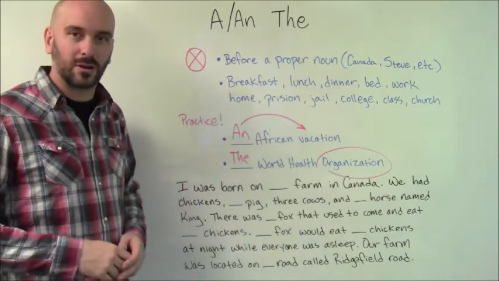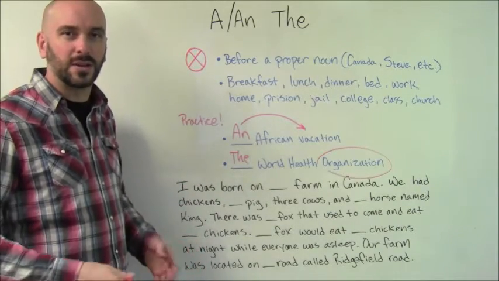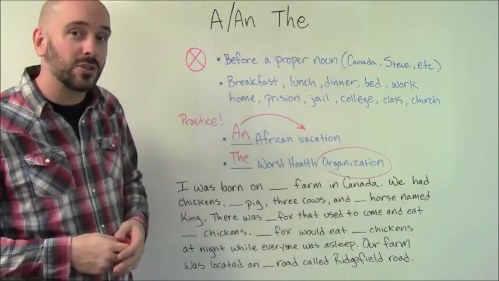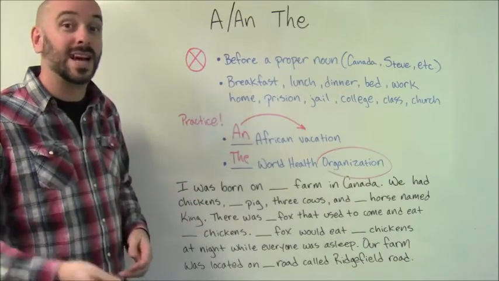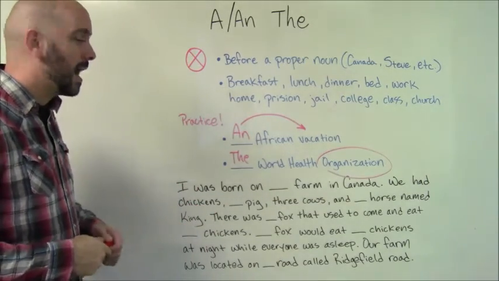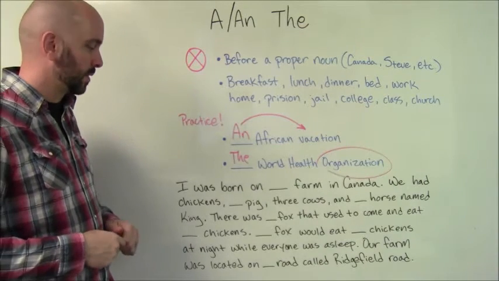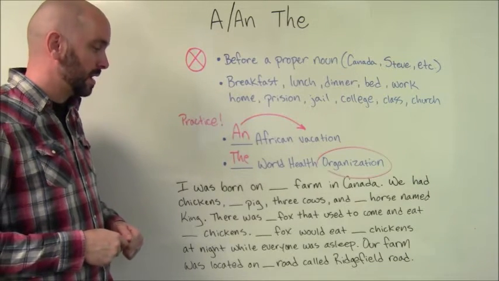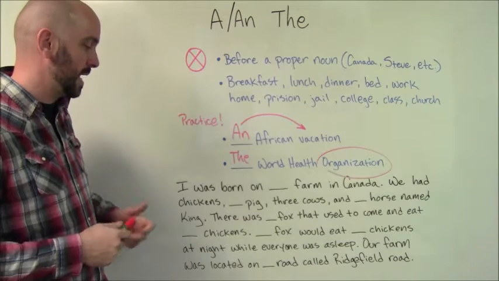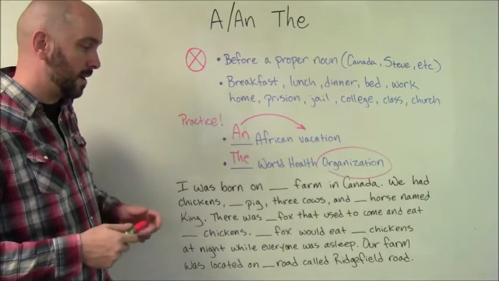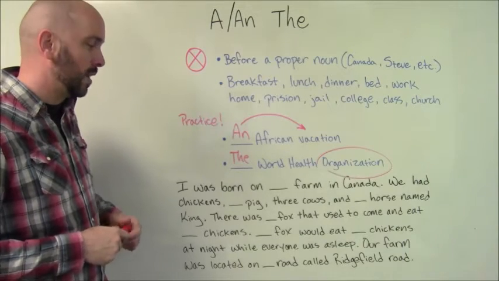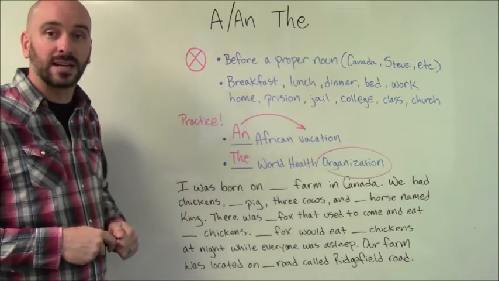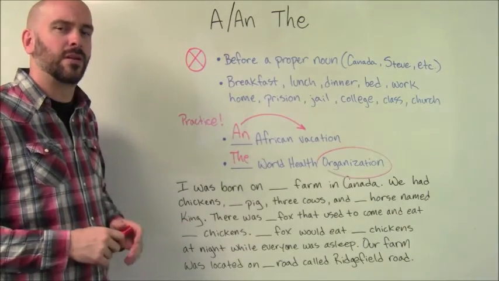Okay, so now let's look at the paragraph I've written. If you need some time, you can pause the video and take guesses for yourself. Or if you'd like to follow with me and hear me read it to you, you can guess while I'm reading. Let's see how many we can get right. I was born on farm in Canada. We had chickens, pig, 3 cows, and horse named King. There was fox that used to come and eat chickens. Fox would eat chickens at night while everyone was asleep. Our farm was located on road called Ridge Valley Road. Take a minute. Think about it.